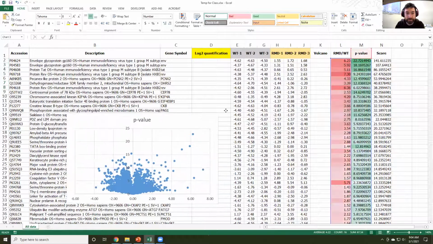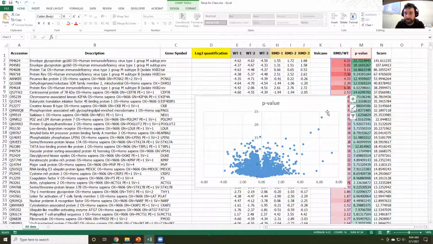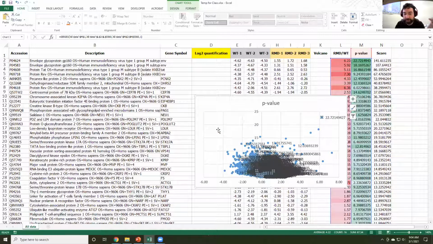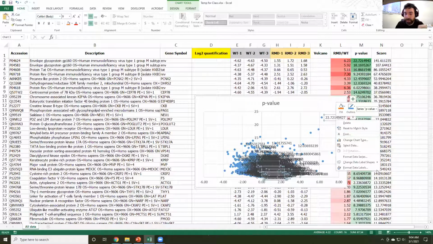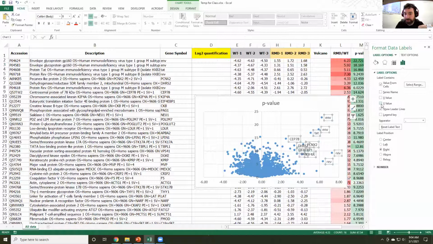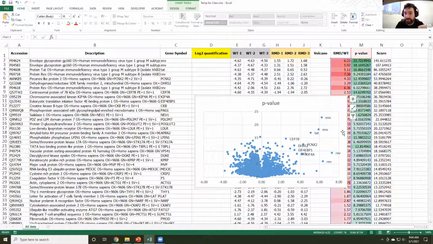So now you want to show which proteins are up here, the ones that have the best combination of fold change and p-value. Just add data labels. Excel by default will show the value of the y-axis as the data label, right? That's not really what you want to display. What you want to display, for example, are the gene names. And then like this, here are displayed the proteins that have the strongest enrichment.